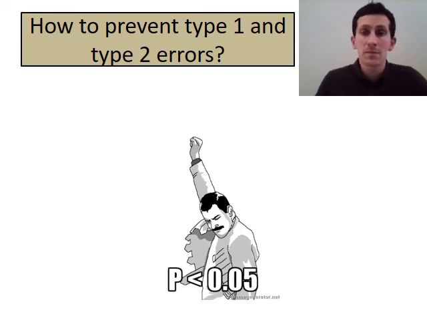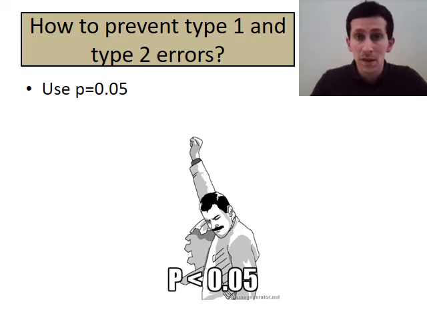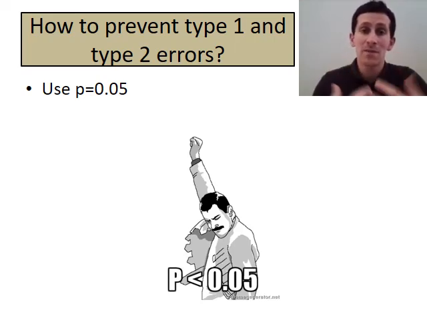So how do we prevent type 1 and type 2 errors? Well, you know we get type 1 errors when we use an easy test. We get type 2 errors when we use a test that's too hard. So we use p 0.05. And that is the accepted level that psychologists and scientists will use in their studies because it prevents type 1 and type 2 errors from occurring.